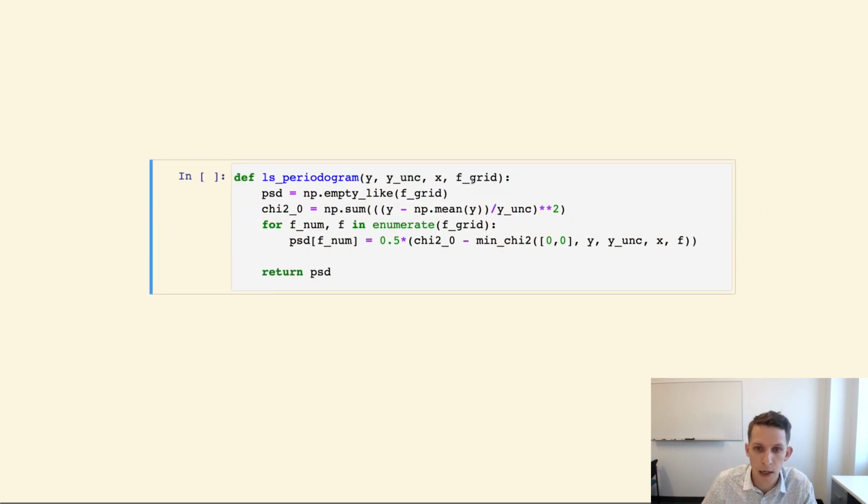So here we're inputting all the data plus f grid. We then have the PSD, the power spectral density, equal to an empty array of the same shape and size as f grid. We need to measure chi-squared hat naught. That's just y minus the mean value of y, and then the sum of all of those normalized by the uncertainties squared. And then for every frequency, we want to measure what is the chi-squared for that frequency after we minimize the chi-squared by varying the amplitude and phase, and then put that into our array for the power spectral density. Okay, no problems there, nothing we had to fill in.